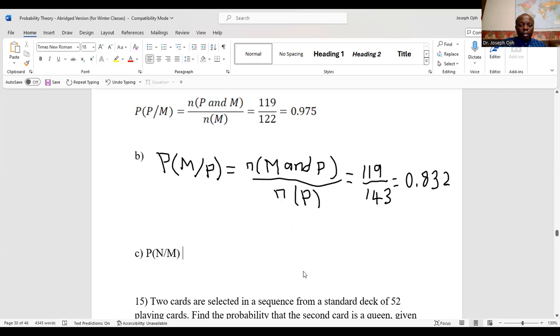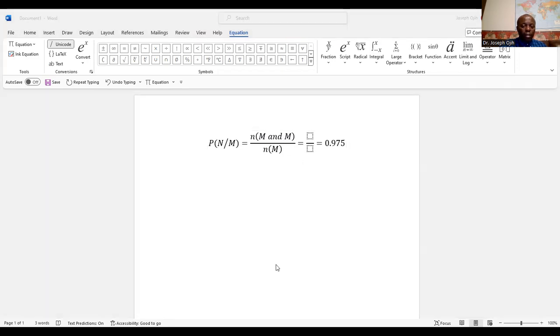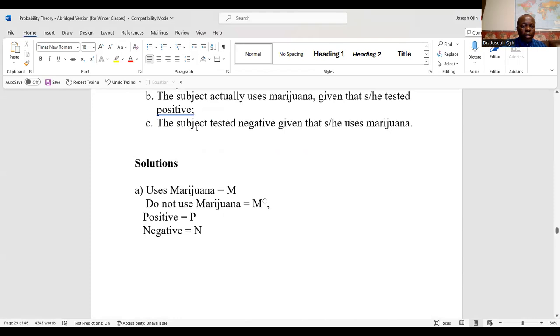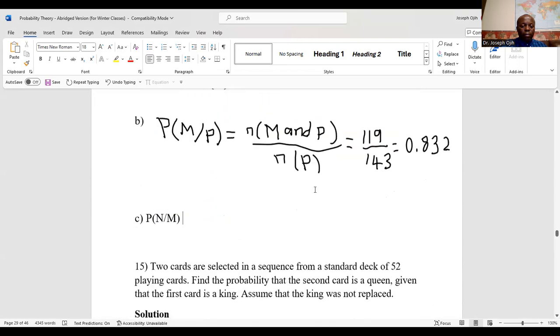The subject tested negative, given that they use marijuana. So you take the number of points in negative and marijuana use, divided by the number of points in marijuana use. I'm going to erase the top one, so we can put the correct number there. Let me look at the question again. The subject tested negative, given that he or she uses marijuana. Okay, good. We're on the right track.